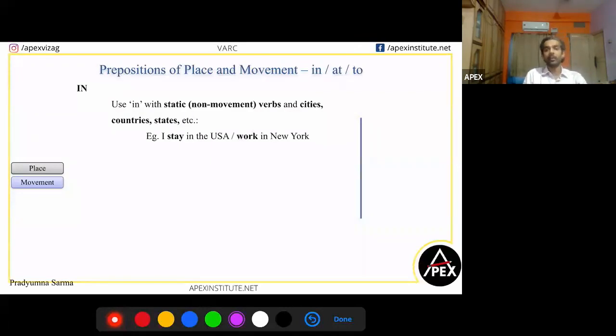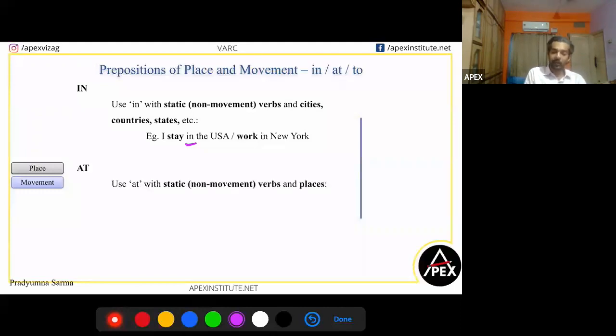Now, look at this. When we are using in, all right, we can use in with static verbs. What are static verbs? Static verbs are actions that are going to be like that only. They are static actions. They are not actions that are happening. All right. For example, I stay in USA. Me staying is not a continuous action. Okay, so it's a static action. It's not like it's going on happening. It's just there. Okay, so with such things we use in. All right.